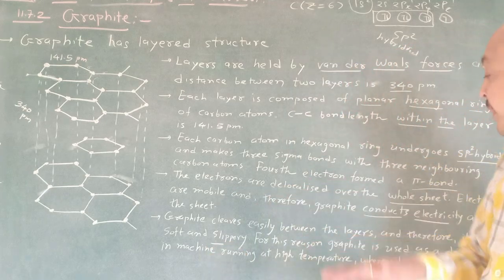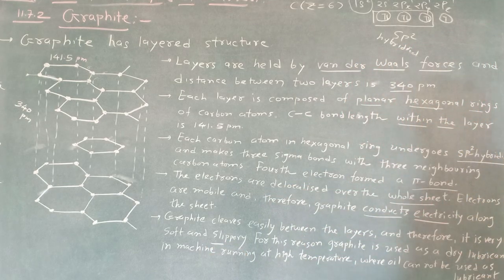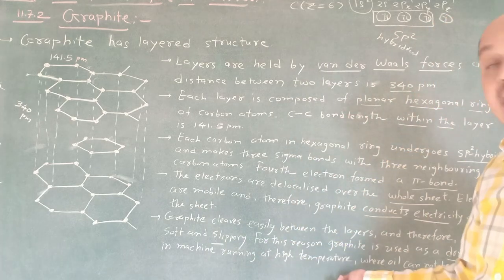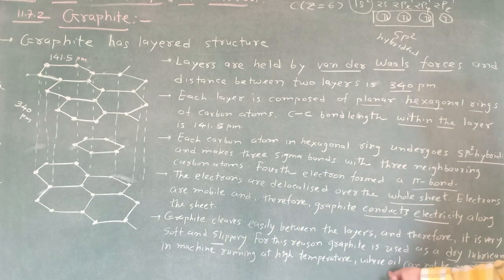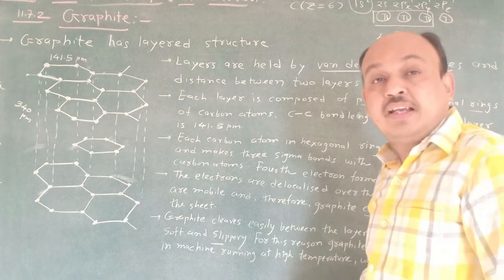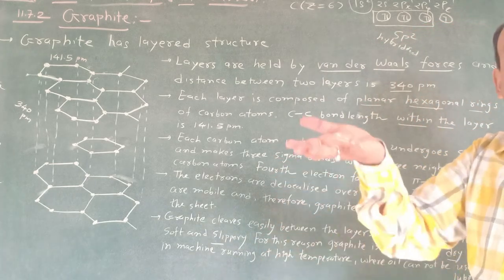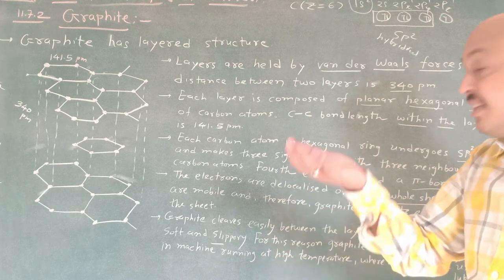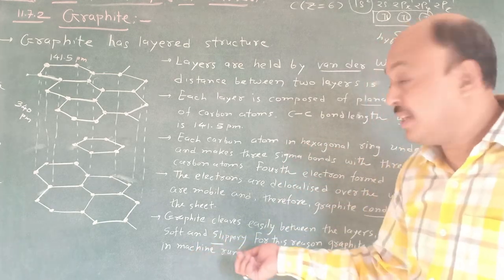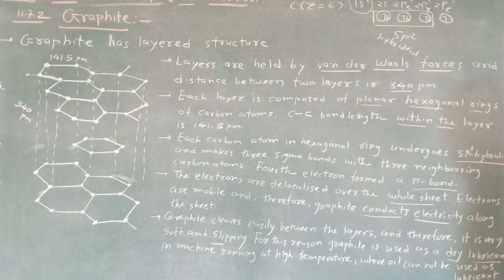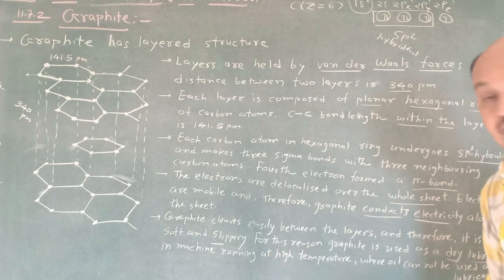Very soft and slippery. For this reason, graphite is used as a dry lubricant in machine running at higher temperature, in which oil cannot be used as a lubricant. So it's a good lubricant. And suppose the temperature is high and we use oil, it becomes explosive, it ignites easily, and that's why here, just see, this carbon-containing graphite does not ignite. So graphite is used as a dry lubricant in machine running at high temperature.